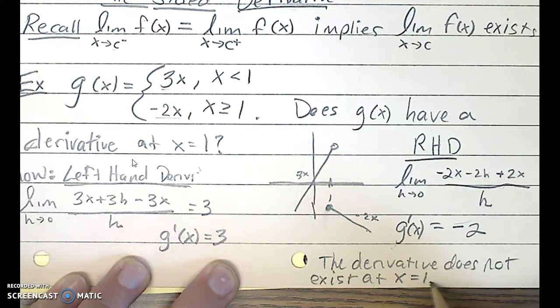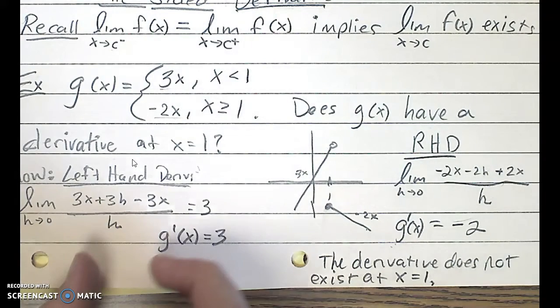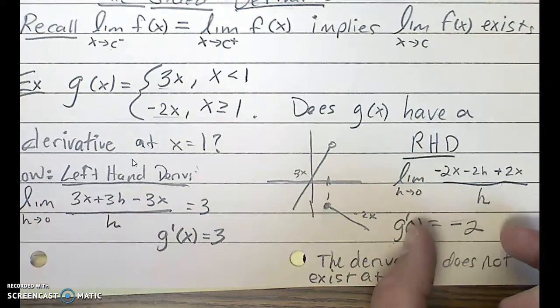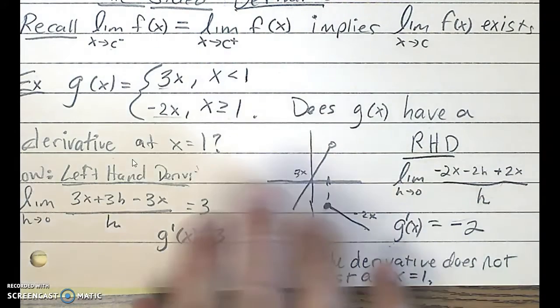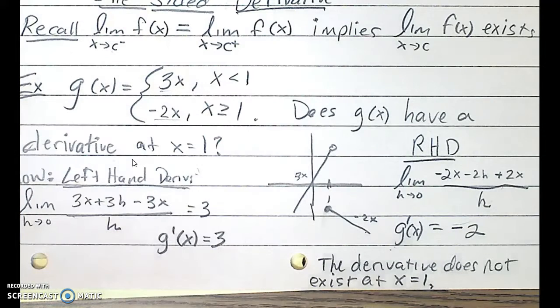At x equals 1. Alright? So you can write your own summary as to why, but again, the left-hand derivative must equal the right-hand derivative, just like a left-hand limit has to equal a right-side limit. Okay?